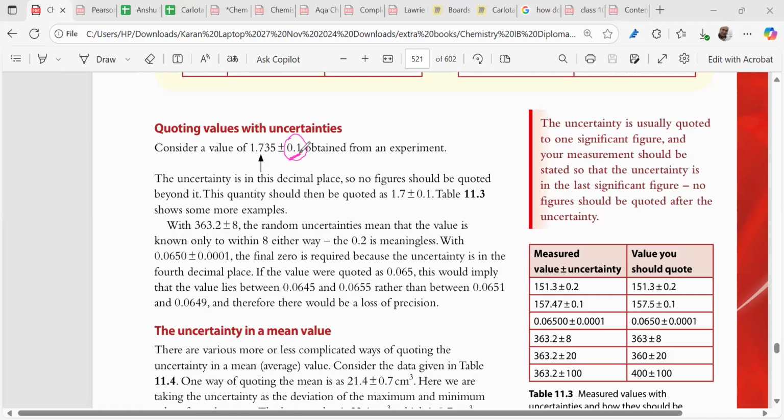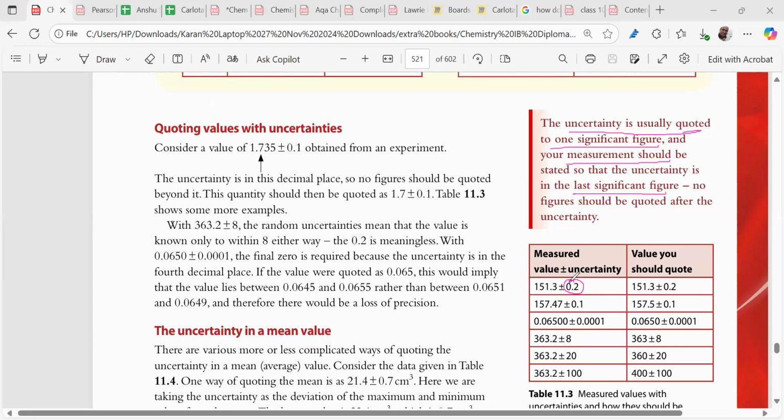See, you have taken 0.1, so we should not tell it like this. Understood? We should refer to it as 0.1 plus minus 0.1. Is it clear? So while quoting this, you'll see that uncertainty is usually quoted to one significant figure, right? Depending upon, see, 0.1 over here. Uncertainty is usually quoted to one significant figure. So the measurement also should be stated to the same decimal place as the uncertainty, to the last significant figure, right? Is it clear? Get my point?